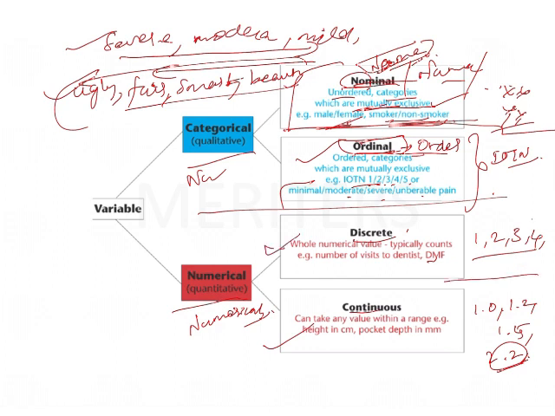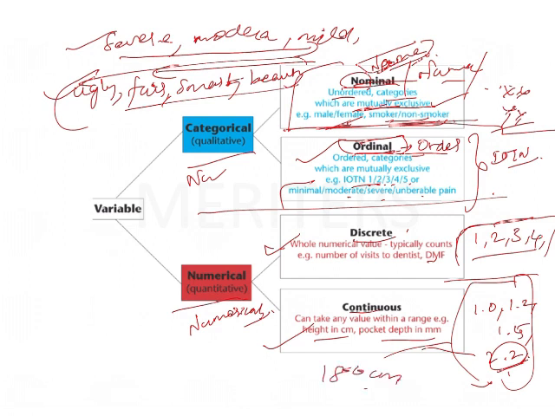Basically, not only this difference, if you identify anything with a decimal point, it will come under continuous data. For example, height in centimeter and pocket depth in mm. For example, that guy is 180 centimeter. It can be 180.2 also, 179.9 also. It ranges, it comes in decimal points. Pocket depth is the same way, it could be anything.